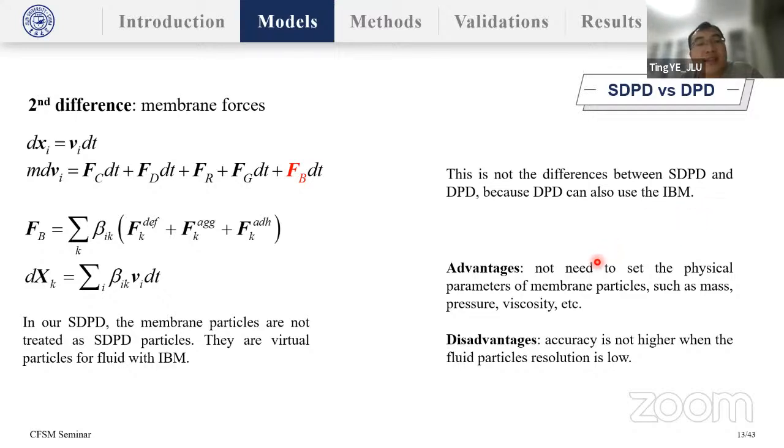Here, the advantage of using the immersed boundary method is no need to set the physical parameters, such as the mass, pressure, and viscosity. But the disadvantage is low accuracy when the fluid particle resolution is low, as the immersed boundary method results in this difference.